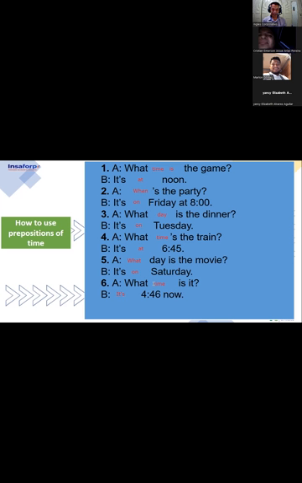Daisy and Mario. Number three. Daisy is the question, Mario is the answer. Okay. What day is the dinner? It's on Tuesday. Good. Number four, please. Number four is Dagoberto.